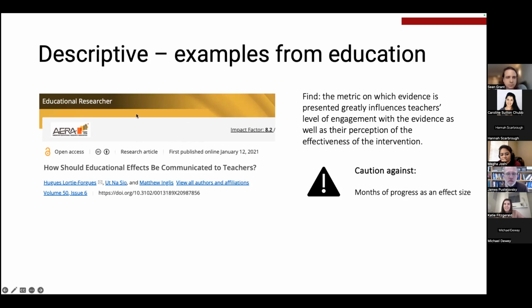Often months of progress has been touted as one that, like, oh, teachers have some natural intuition about months of progress. It turns out that they actually weren't so good at reasoning about months of progress. And this paper actually kind of cautioned against that. So this paper has some good descriptive evidence of how people are actually interpreting different effect sizes, but I think there needs to be work in the visualization space on that as well. So I'm glad you guys are thinking about that.